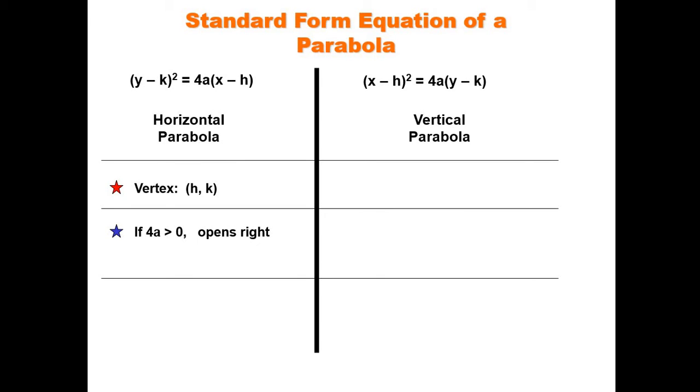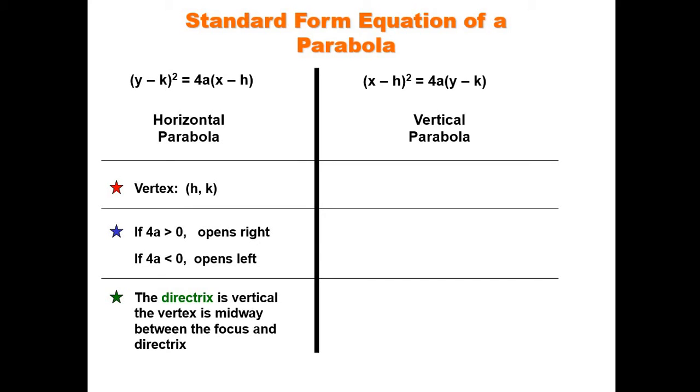So if vertex is at hk, now if 4a is greater than 0, opens to the right. That means if 4a is less than 0, it opens to the left. Yan. And we have also the directrix. Is vertical the vertex midway between the focus and directrix. Pag vertical parabola, ganun din. Vertex is at hk, opens up if 4a is greater than 0, opens down if 4a is less than 0.